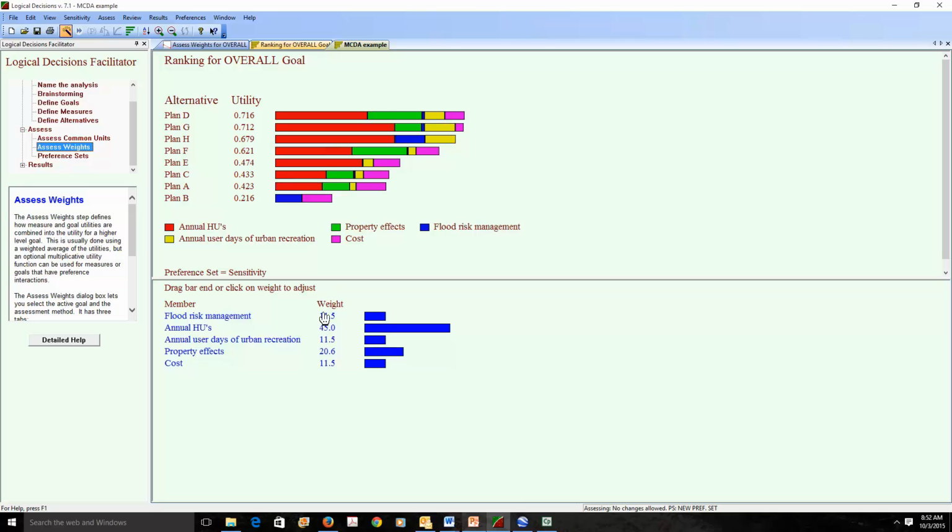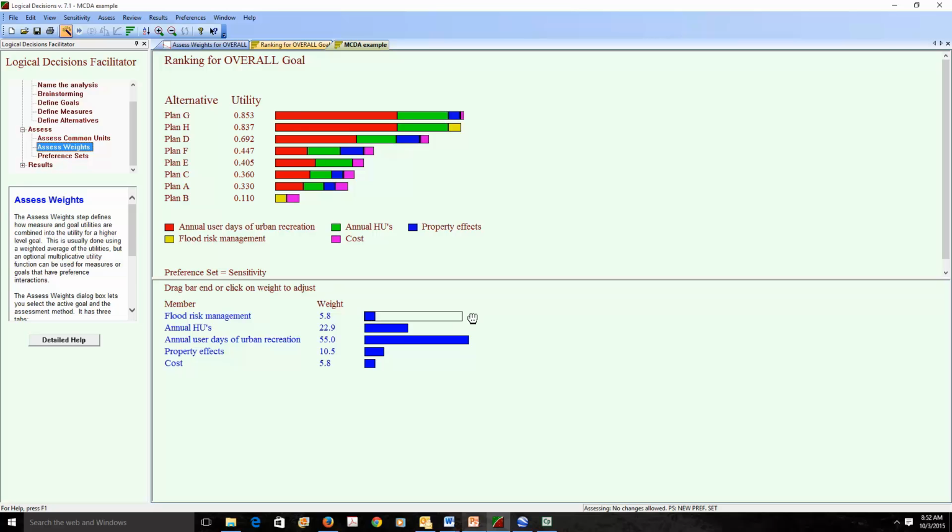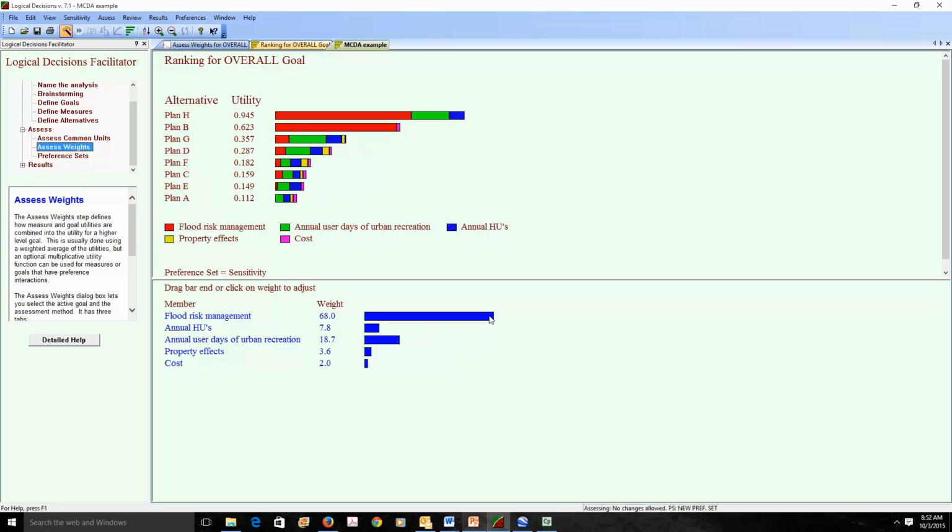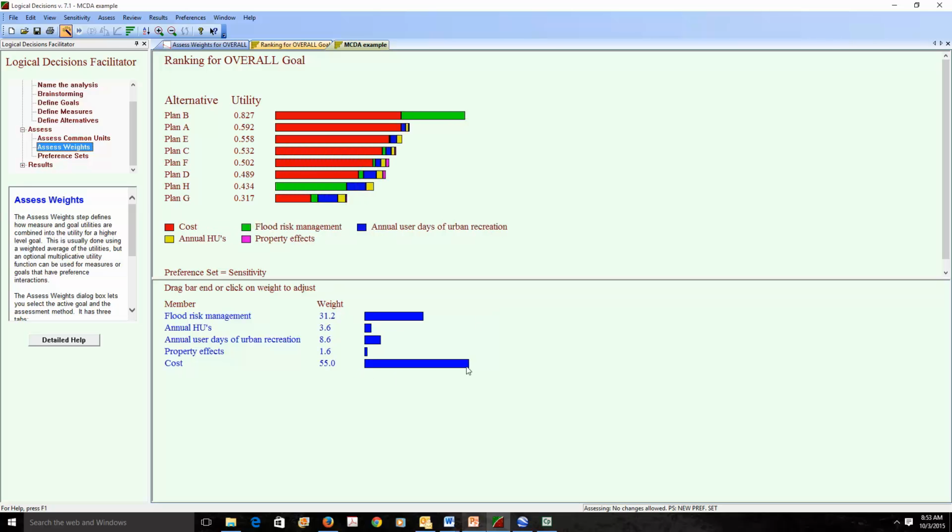You could go in and change these weights to any values that you want. Annual user days, if it's recreation, then Plan G rises to the top. If you're saying, nope, it's flood risk, that's what's most important, then Plan H is up there. So you have the ability to dynamically fiddle around with the weights. And of course, you could just go back in and change the weights to whatever set that you like.